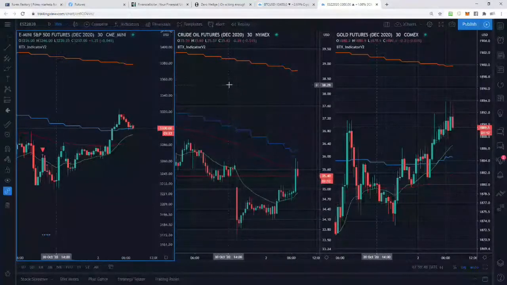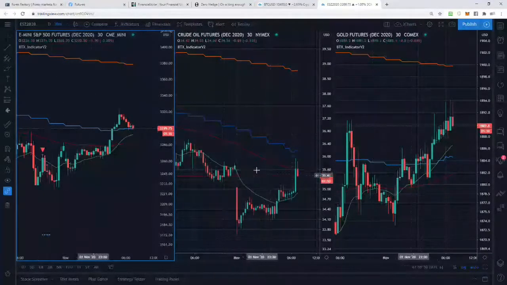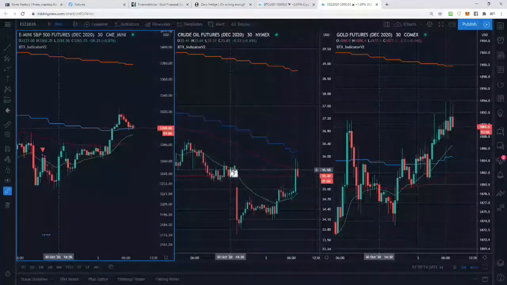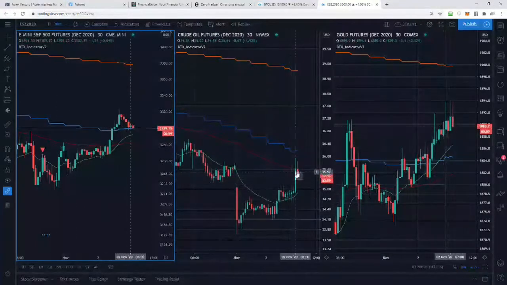Crude, what's going on with crude? We've got short bias on the 4 hour, short bias on the 30-minute. So we'd be looking for short trading opportunities. Crude closed up here at 35.60 on Friday, gap down. It's come back, closed that gap, right back at 35.60 again. So crude, we'd be looking for short trading opportunities.